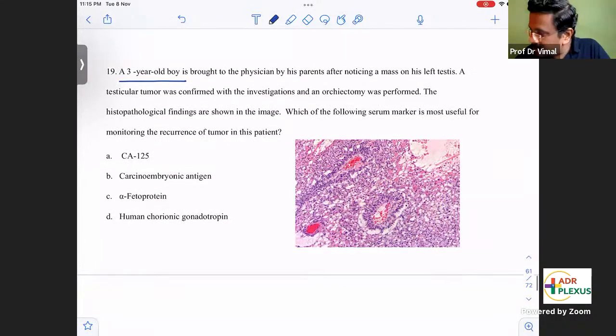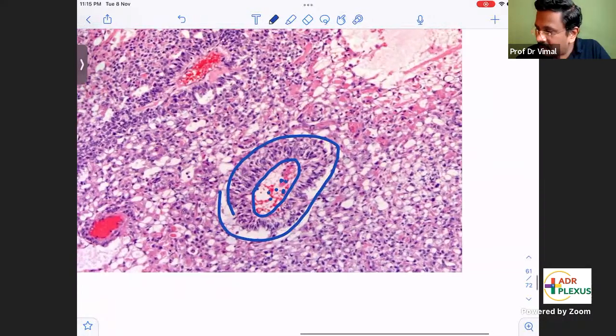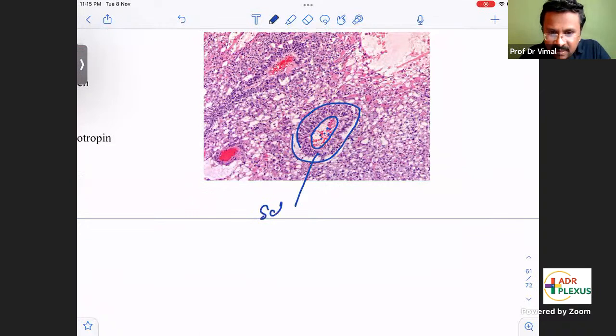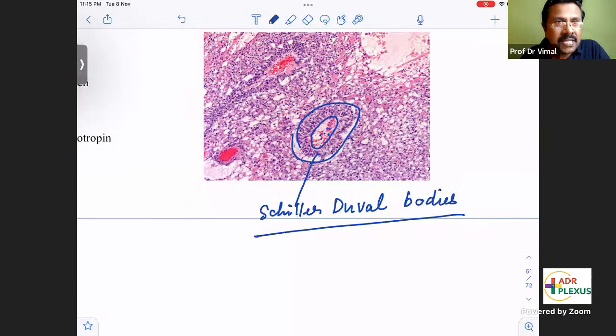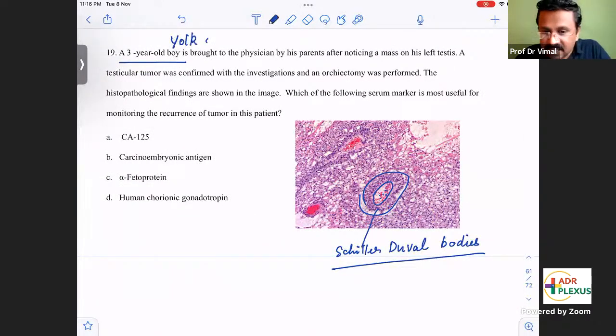Please remember, and also see what the morphology is here. This is a blood vessel with RBCs inside it, and the tumor cells are arranged around the blood vessel. These are the Schiller-Duval bodies. What is the other name for Schiller-Duval bodies? Glomeruloid bodies. So the diagnosis in this 3-year-old boy is yolk sac tumor, and the tumor marker for yolk sac tumor is alpha fetoprotein.